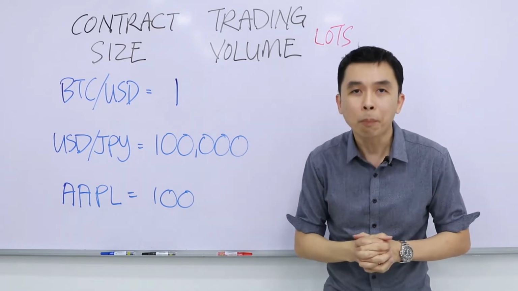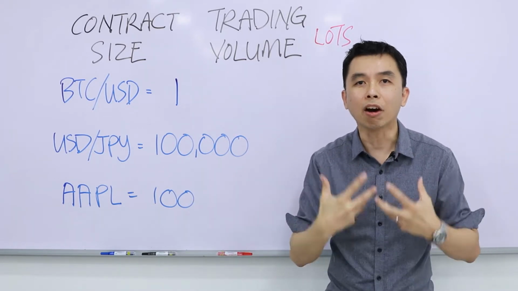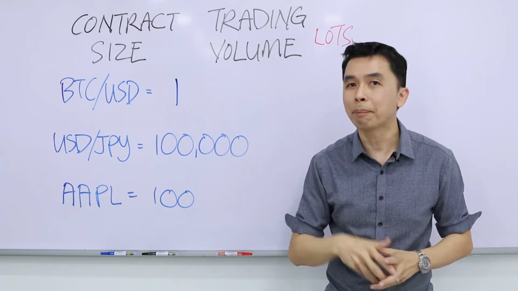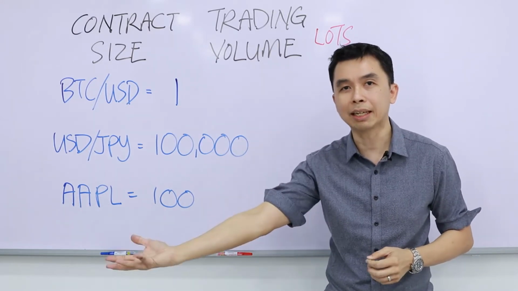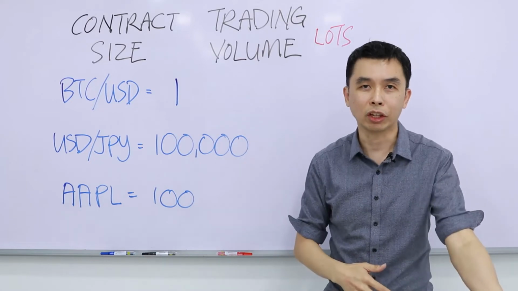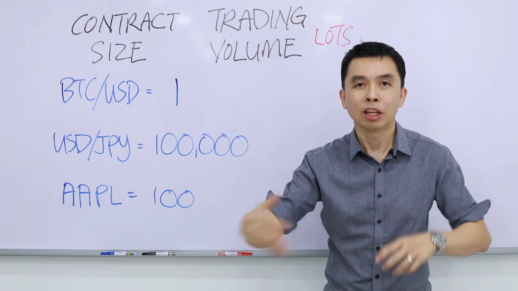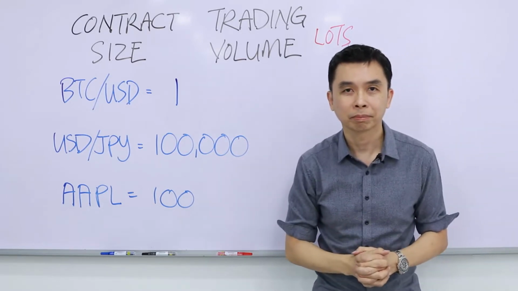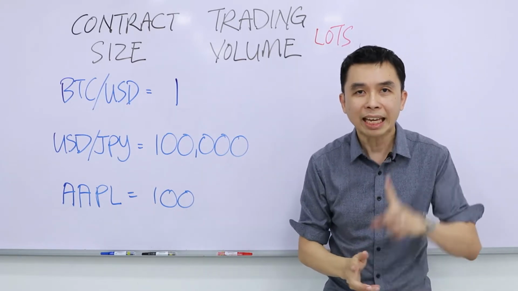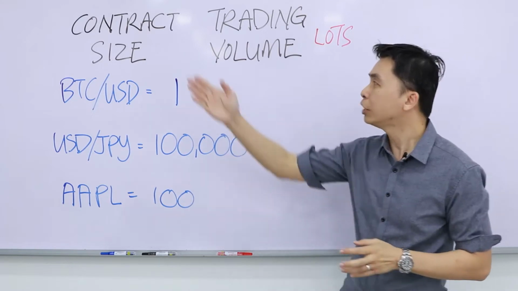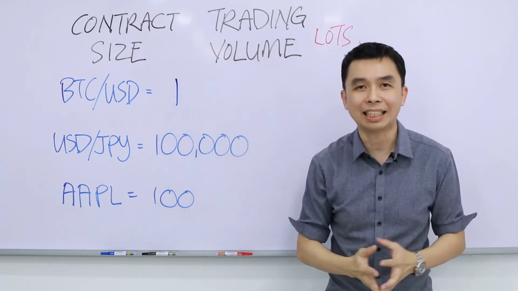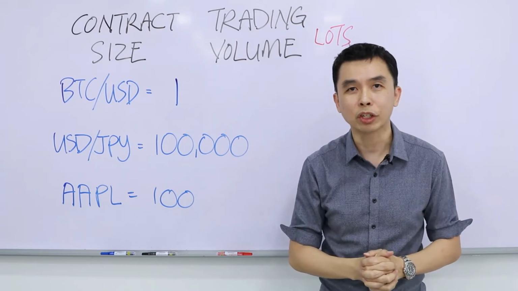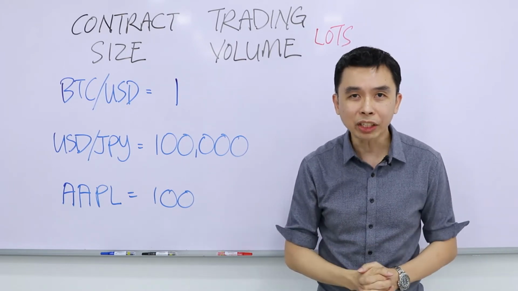That means how much you want to buy or sell an asset pair, whether you are buying 2 lots of an asset pair or selling 3 lots of an asset pair. So trading volume is always described in lots. And how much is 1 lot is described by the contract size. Different asset pairs will have different contract size specifications.